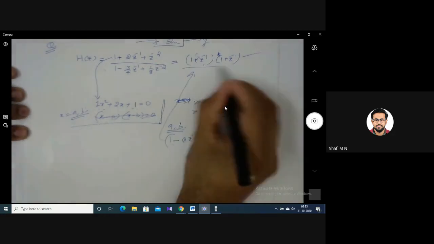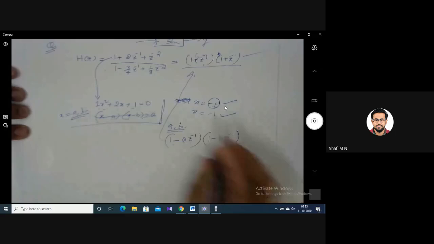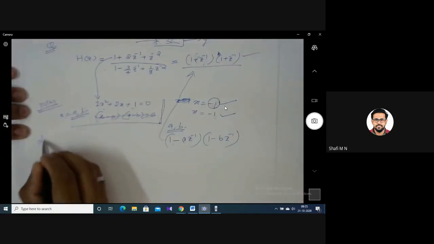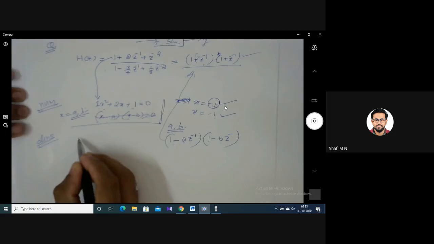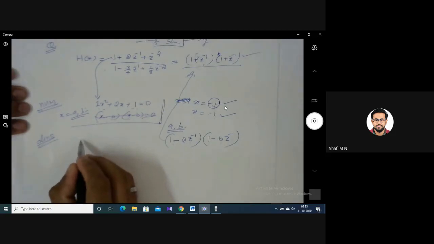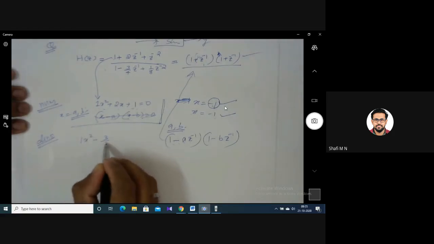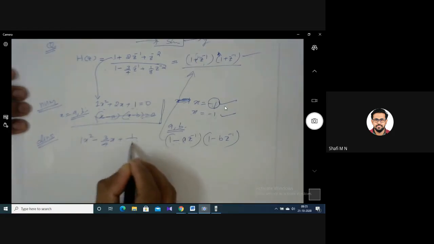Now let me look at the denominator. This is for the numerator and this is for the denominator. So what quadratic equation will you solve? You have to solve it on the calculator: 1x square minus 3 by 4x plus 1 by 8.